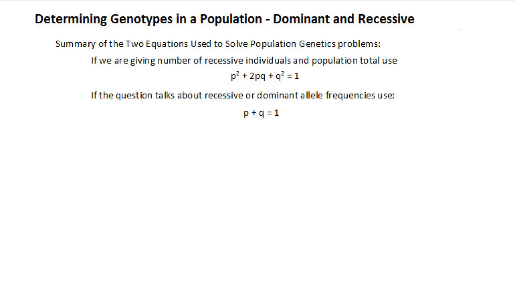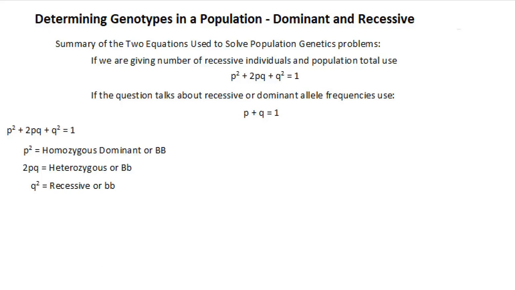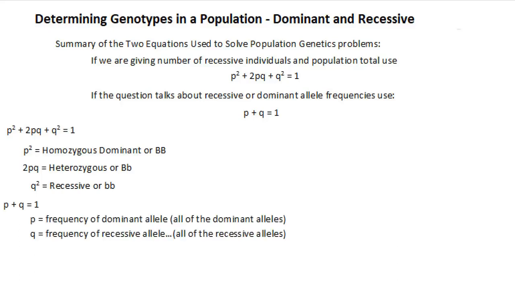And lastly, P squared does indeed equal our dominant homozygous in the population. 2PQ is the frequency of heterozygous in the population. Q squared is the frequency of recessive in the population. P is just the frequency of dominant alleles. Q is the frequency of recessive alleles.